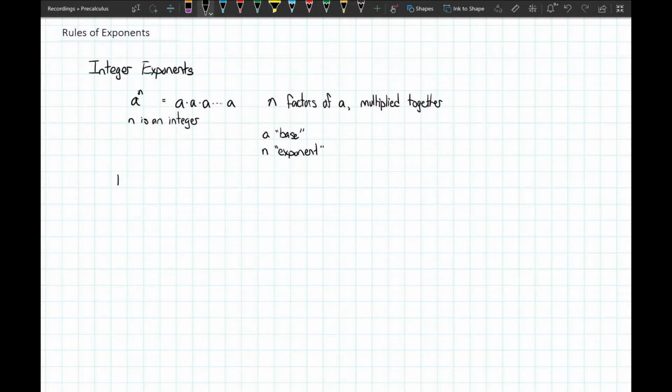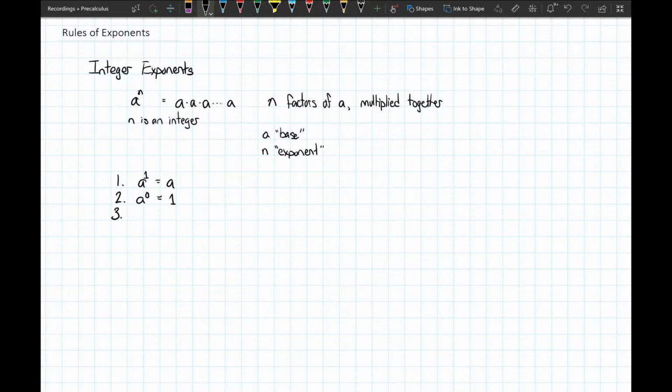Okay, our first rule might be a more obvious one. A to the power of 1, so that's just like one single factor of a. That equals a. The second rule may not be quite as obvious. A to the power 0 equals 1. Now we'll see why that is maybe after we get past rule number 4. A to the 0 equals 1 is partly a result of some of the other rules for exponents.